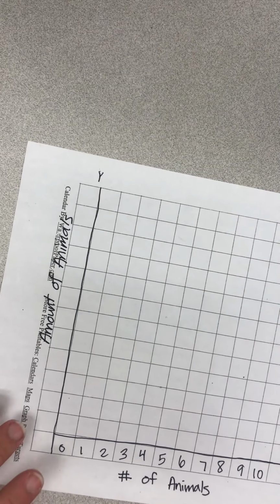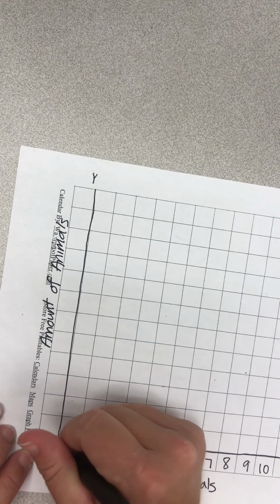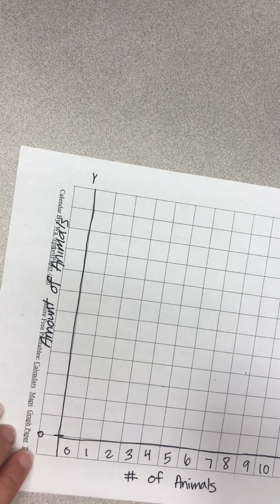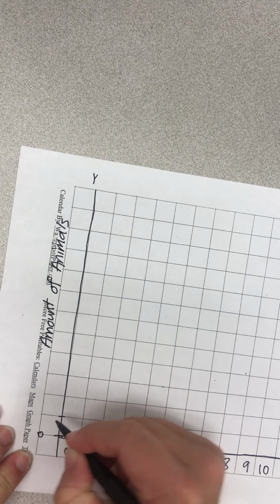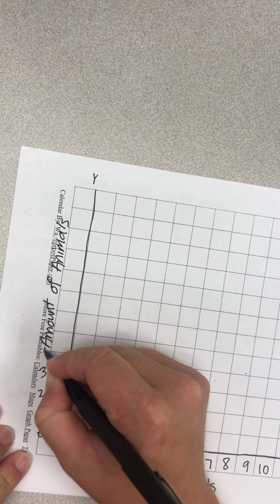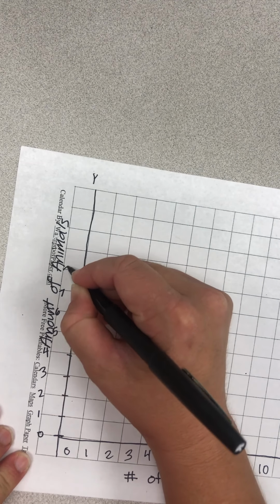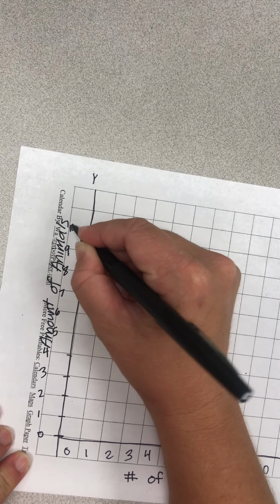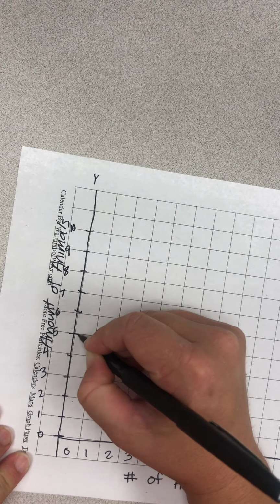So then, since we know our number is not going anywhere higher than 10, I'm just going to have my 0 starting right here. And this is where my scale is going to go. So it's going to be 0, 1, 2, 3, 4, 5, 6, 7, 8, 9, and 10. So we're just going to do it like that, just to kind of help us be able to visualize.